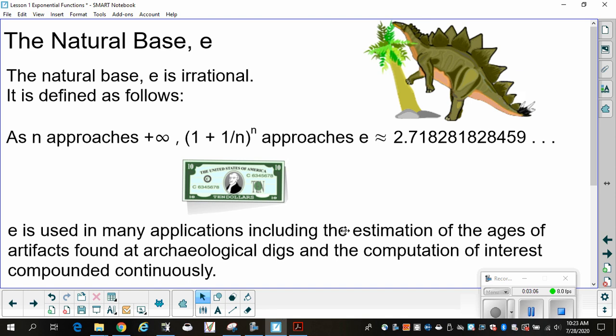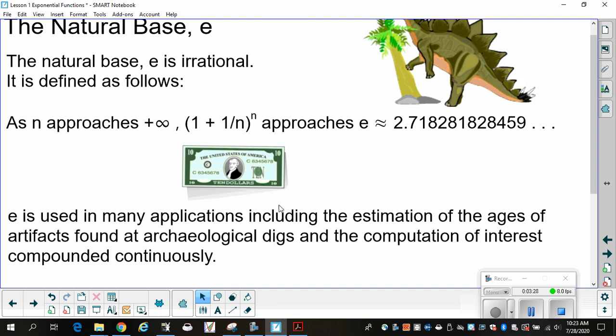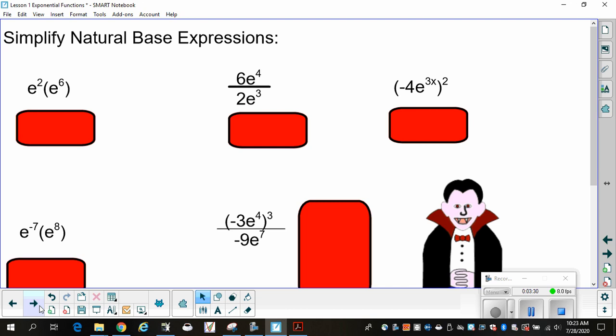e is used in a lot of applications, including the estimation of ages of artifacts found at archaeological digs and the computation of interest compounded continuously. Again, e's a mathematical constant. Using e as opposed to 1 plus 1 over n raised to the n as n approaches infinity just makes equations much simpler to look at and much simpler to work with.